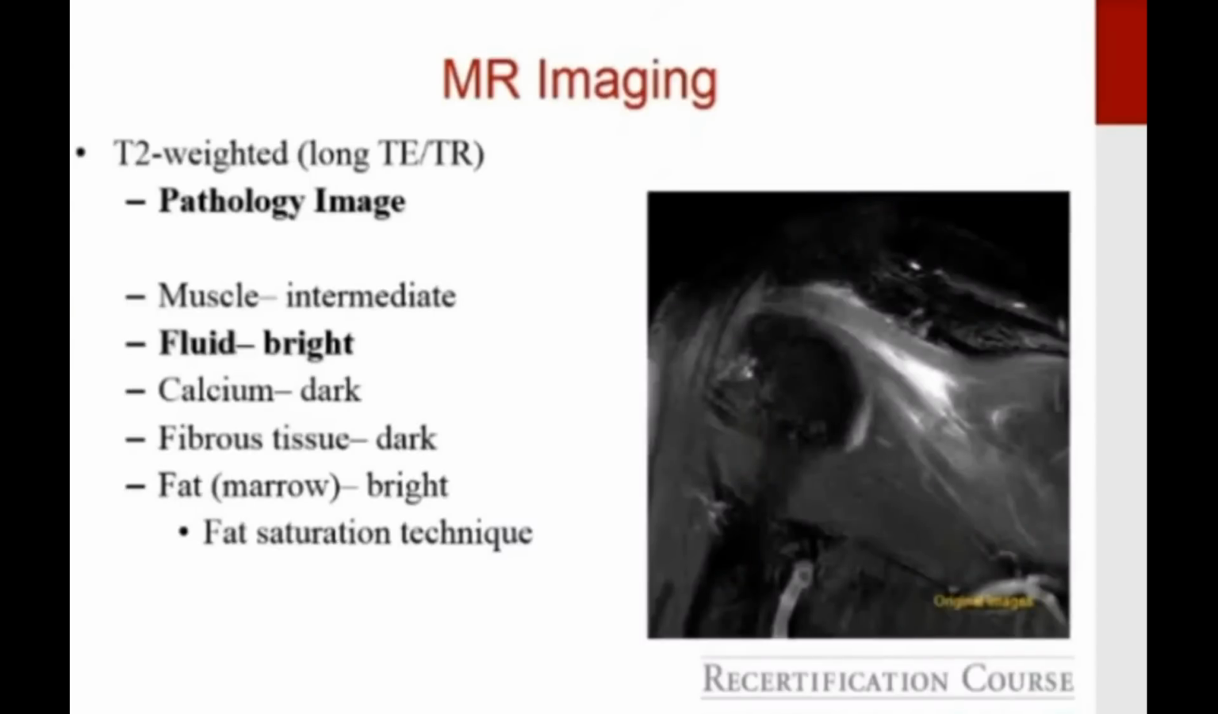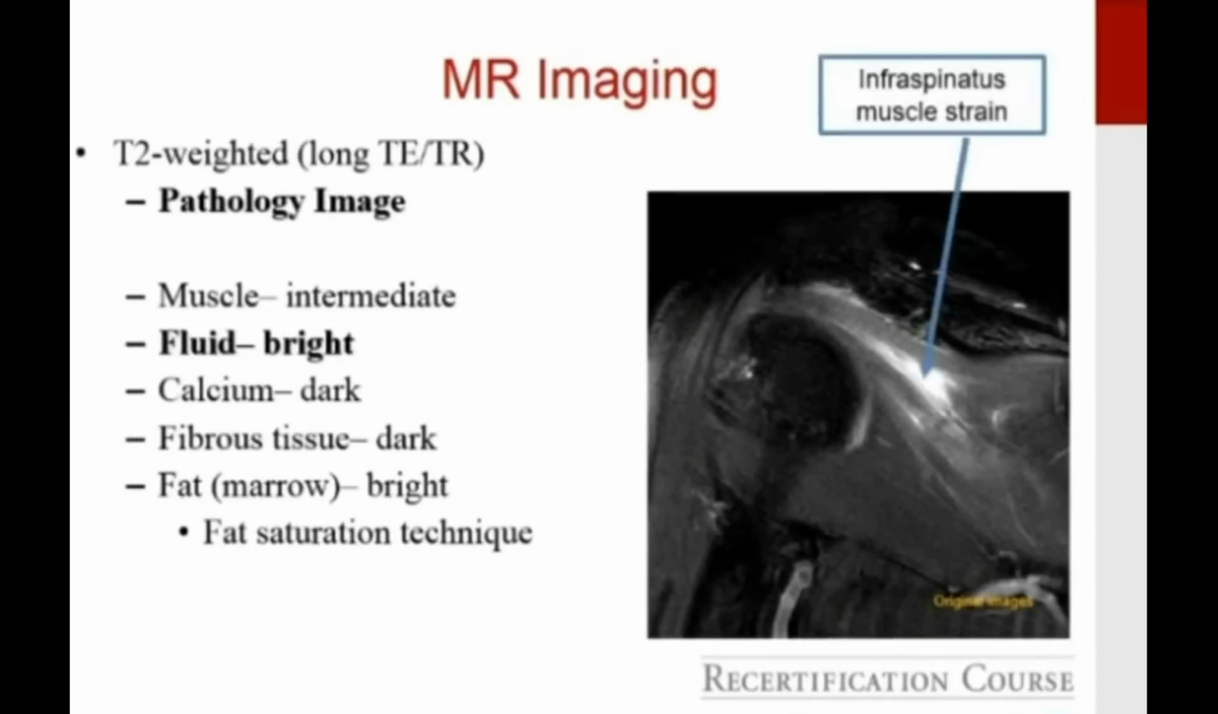It's also very good for demonstrating injuries of the muscle. So here we have fluid signal within the substance of the infraspinatus muscle, demonstrating a grade 2 partial thickness tear with partial retraction and a small intramuscular hematoma.